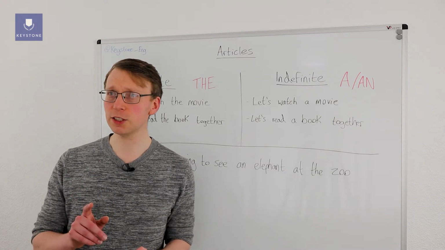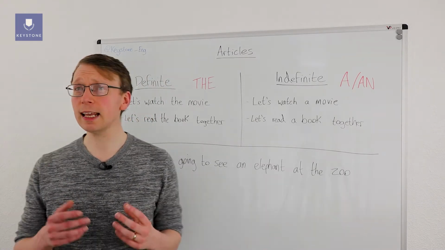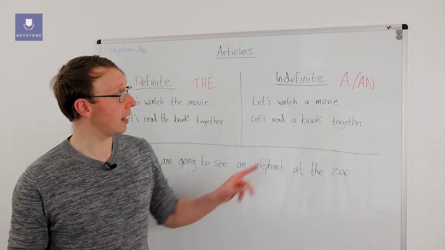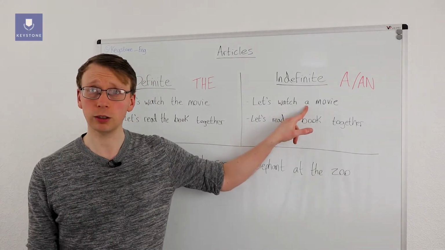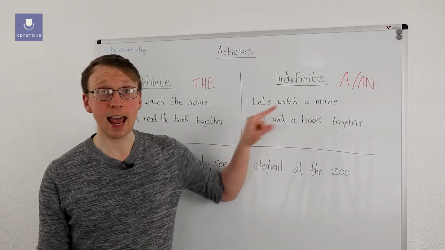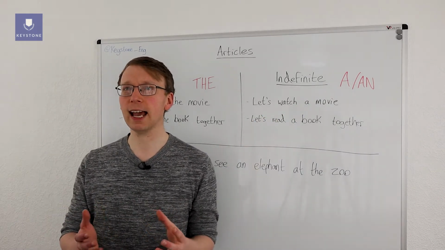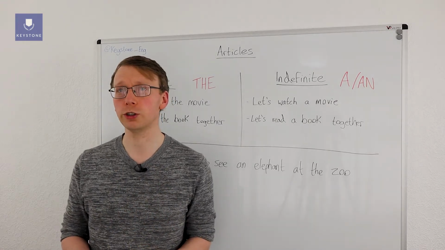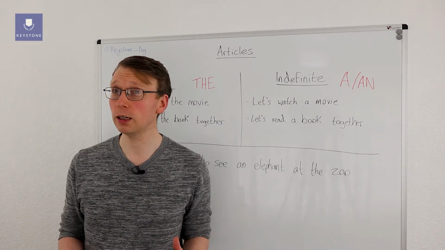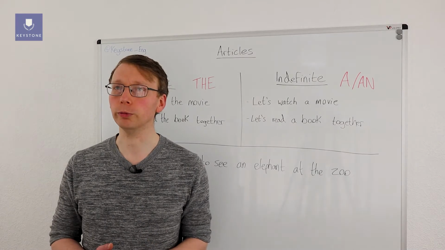If you want to be less specific, you can use the indefinite article, a movie. So you could say, let's watch a movie. So this would mean that you haven't yet decided on which movie to watch. You want to watch a movie, but you don't know which one.